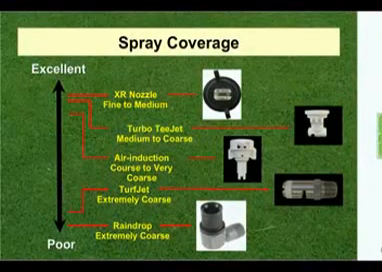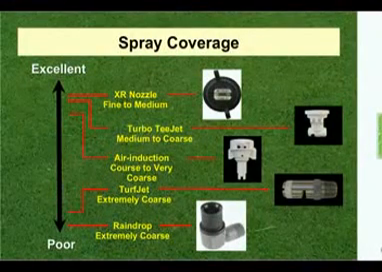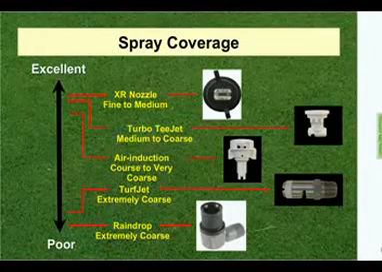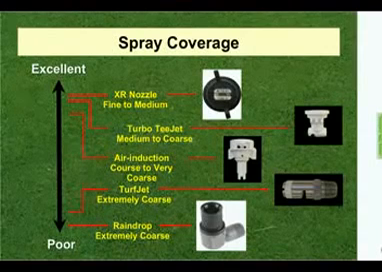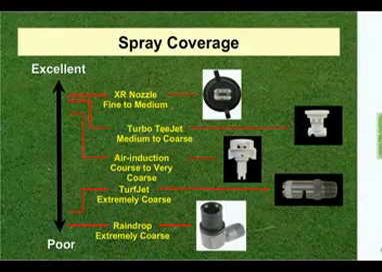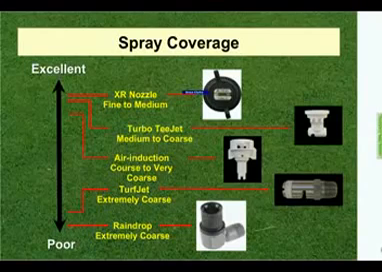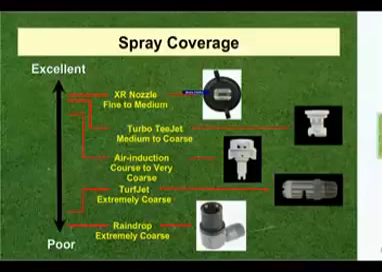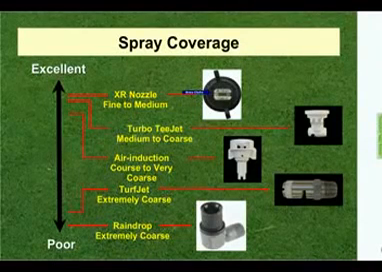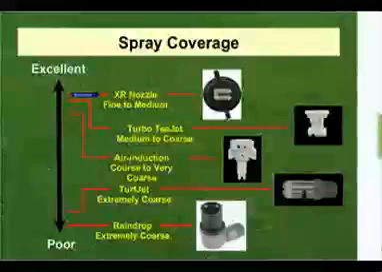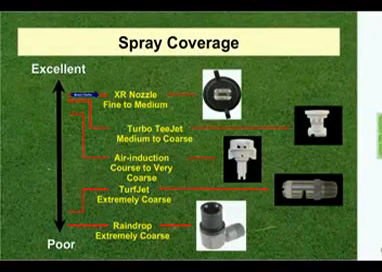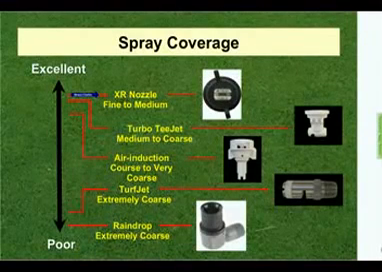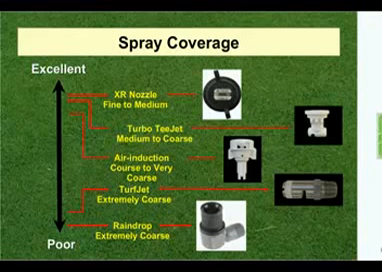Here's an example of spray coverage. We're seeing spray coverage from the standpoint of nozzle type. If you look at a TeeJet catalog, you'll see there are a wide selection of nozzles within each of these nozzle types, and depending on the color of the nozzle tip, it'll tell you essentially how coarse or fine those water droplets are. But for instance, an extended range nozzle with a fine to medium water droplet size gives you very good to excellent spray coverage, as does the Turbo TeeJet and air induction nozzle.